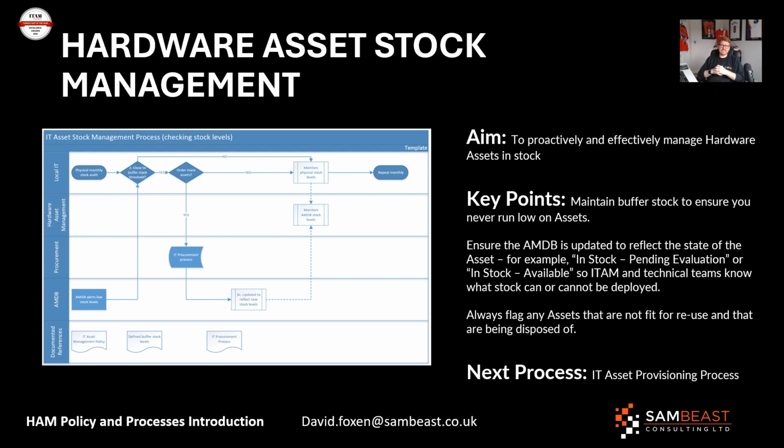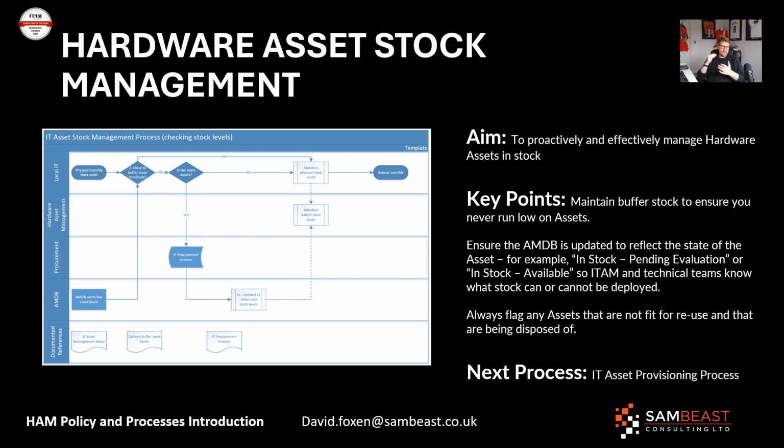Obviously, another aim of this is to make sure you're updating the AMDB as well. This is your asset management database. We've done loads of videos on the AMDB. This is a critical part of your stock management process. You can automate a lot of this, including automating the threshold levels and automating ordering hardware as well when you reach that threshold minimum. Always flag any assets that are not fit for reuse or repurpose that are in stock.